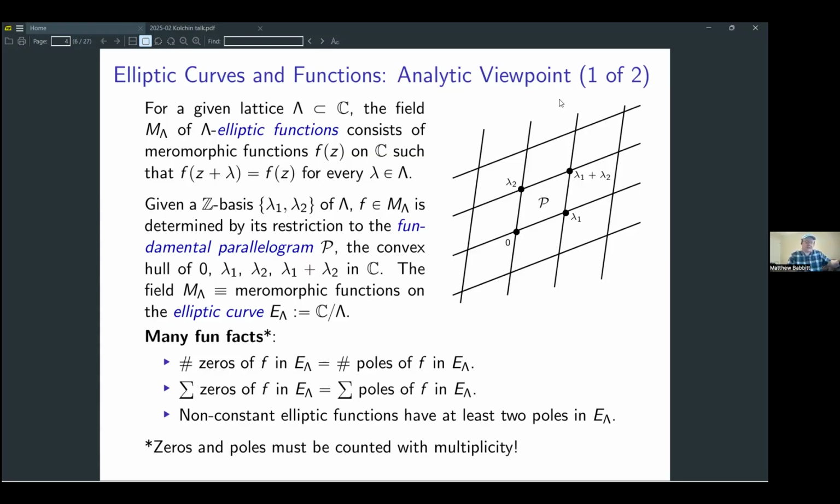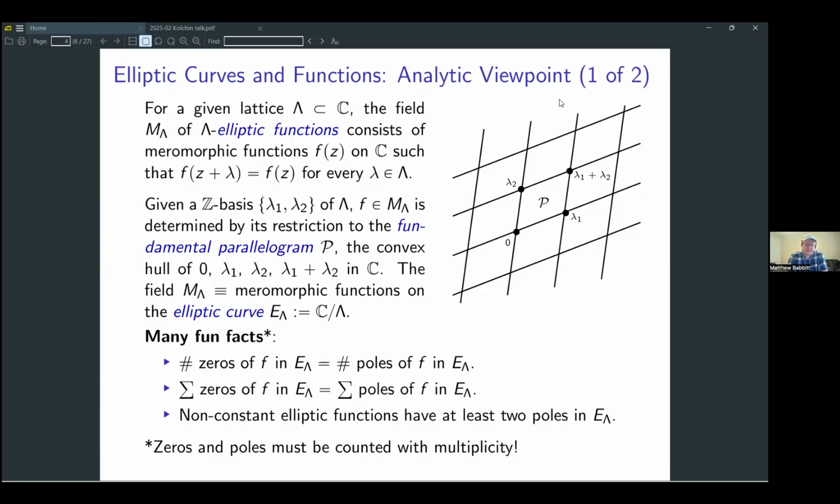And what's more is that you can't have a non-constant elliptic function with exactly one pole. It turns out that they must have at least two poles in the elliptic function.